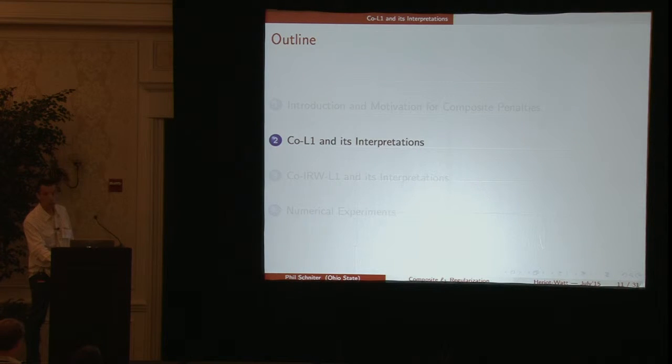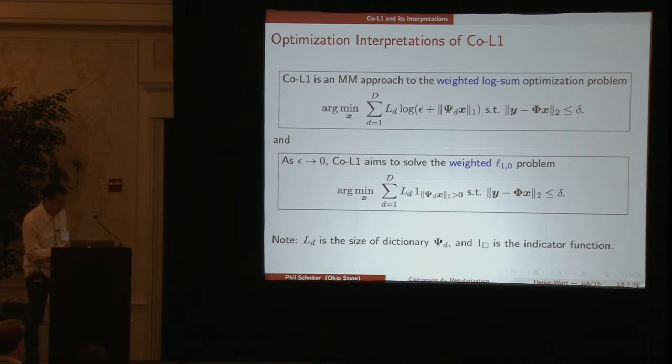So first I'll start with the very first algorithm. From the MM approach, the non-convex optimization, what it's actually doing is solving this weighted log sum optimization. And again, if you're familiar with iteratively reweighted L1, then this is not so surprising. There you usually have an absolute value. Now we have an L1 norm. And if you want to make sense of this, what is actually going on? How can you interpret this?